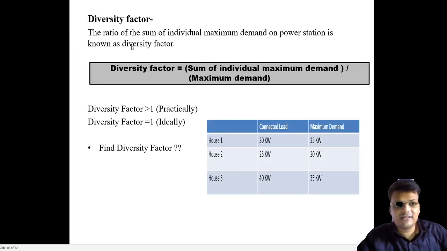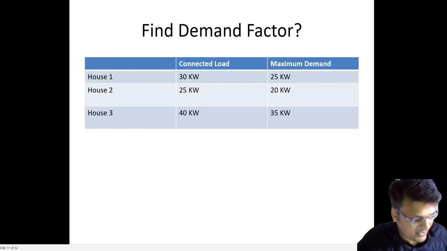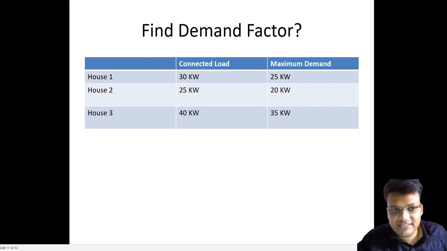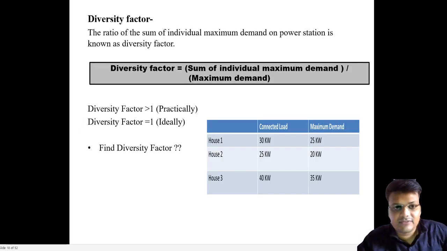Now moving further, what is the diversity factor? It is also numerical. Please observe that the value of the demand factor is less than 1. One by one, after solving the questions, we will say whose value is greater than 1 or less than 1. The demand factor is always less than 1. Here, what is the diversity factor? The diversity factor is the ratio of the sum of the individual maximum demands on the power station divided by the maximum demand. So here we simply add the maximum demands and divide by the maximum demand, that is 35 kilowatt.